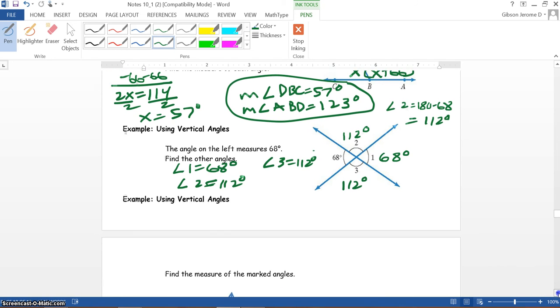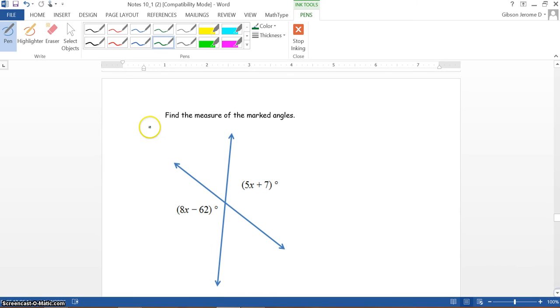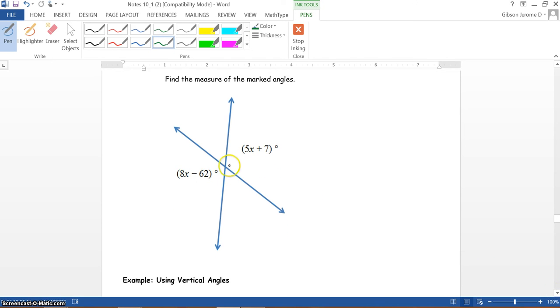Okay, so now we come down here. It says find the measure of the marked angles. Now if you notice here, we're still going to do vertical angles are congruent. So these two angles are congruent, or they are equal to each other.